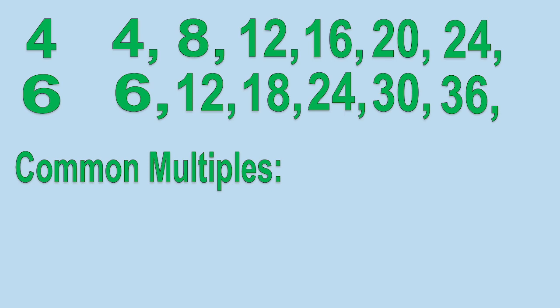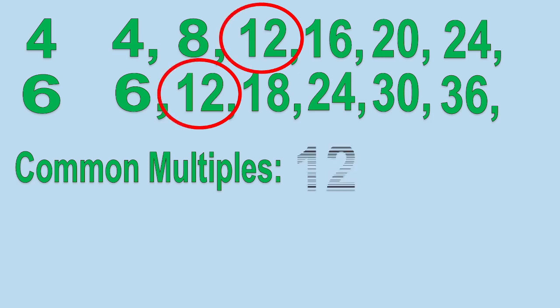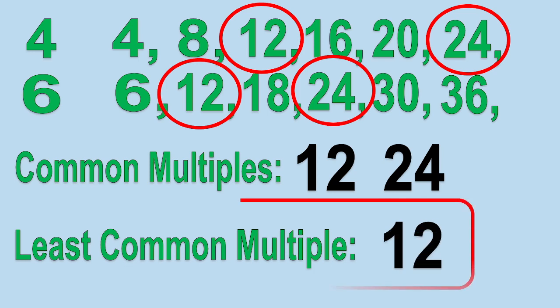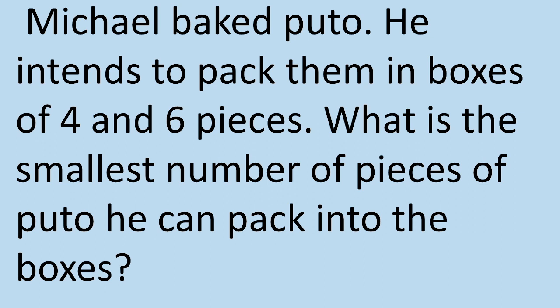Let's see if we have any common multiples. We have 12 and 24. Now, the least common multiple is 12. So, the smallest number of pieces of putu he can pack into the boxes is 12.